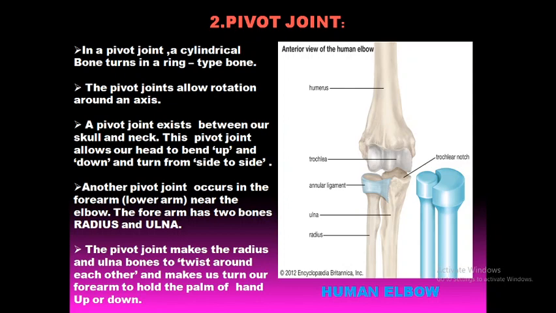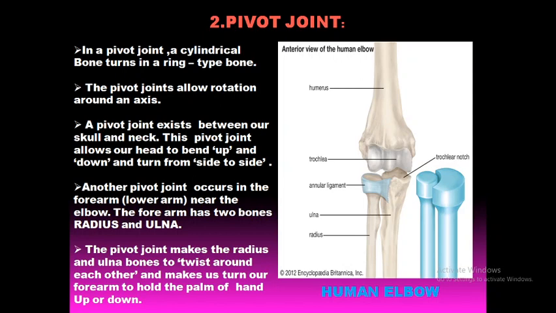Another example of the pivot joint occurs in the forearm or lower arm near the elbow. The forearm basically has two bones, radius and ulna. The pivot joint makes the radius and ulna bones twist around each other and makes us turn our forearm to hold the palm of the hand up or down. So the bones near the radius and ulna contain the pivot joint.